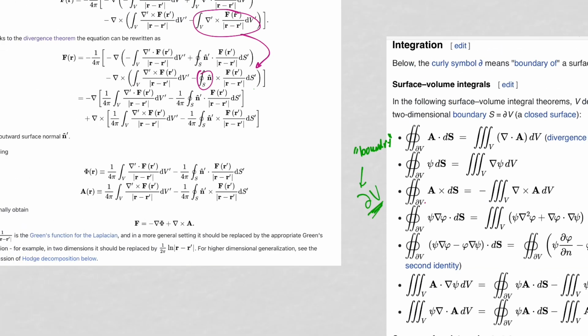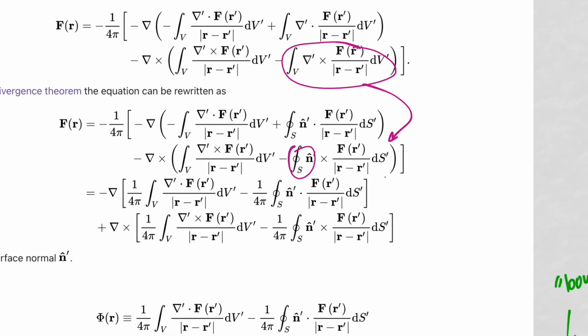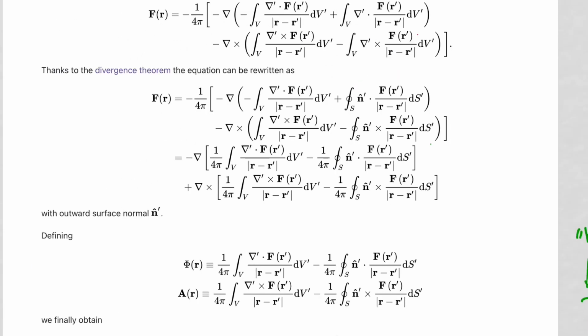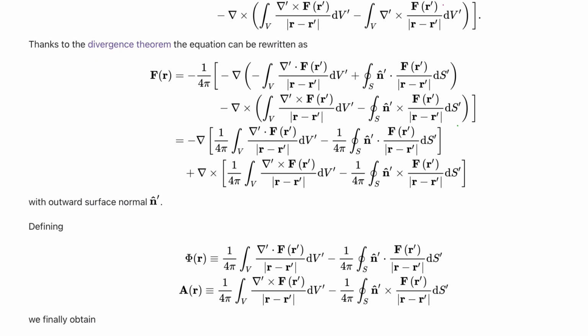Okay, so back to where we were. We've made these substitutions, right? And the next step, well, basically they're done. The next step is pretty trivial. All they do is take this minus 1 over 4 pi and pull it in. And what do you end up with? Well, you end up with the gradient of something, and you end up with the curl of something.